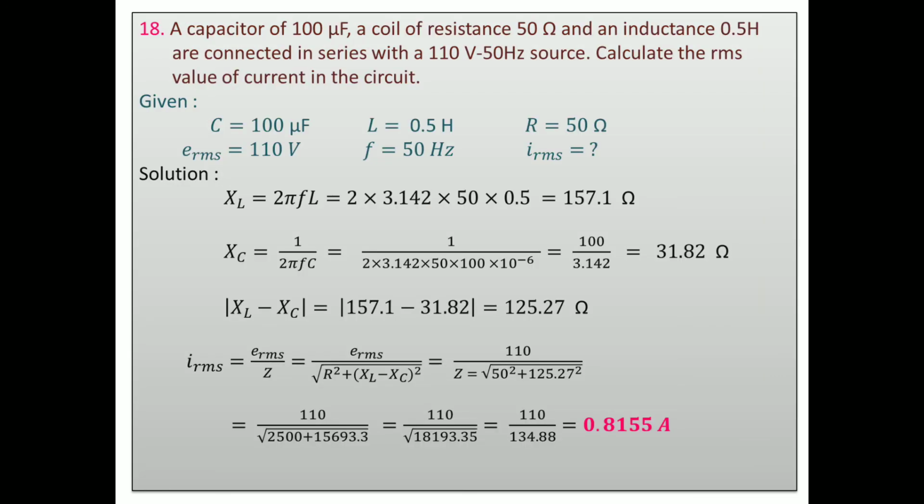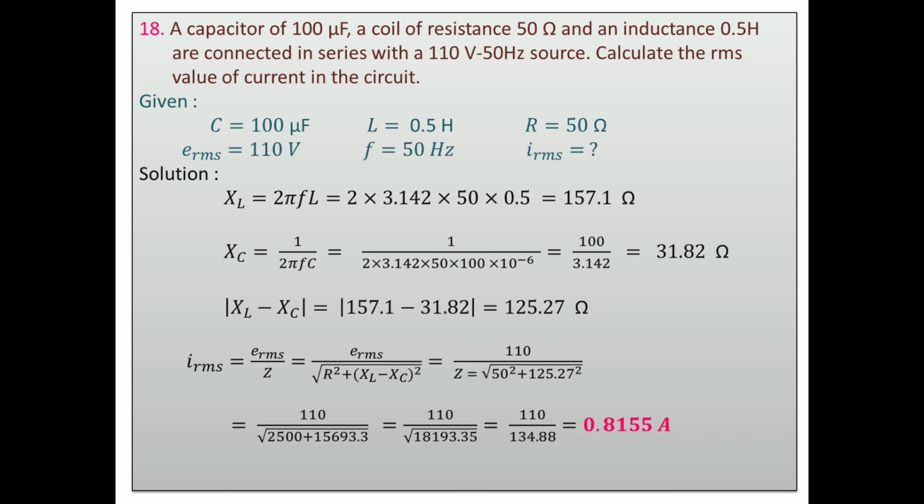Thereafter, we are going forward with another numerical. A capacitor of 100 microfarad and a coil of resistance 50 ohm and inductance 0.5 Henry are connected in series with a 110 volt, 50 hertz source. Calculate the RMS value of the current in the circuit.